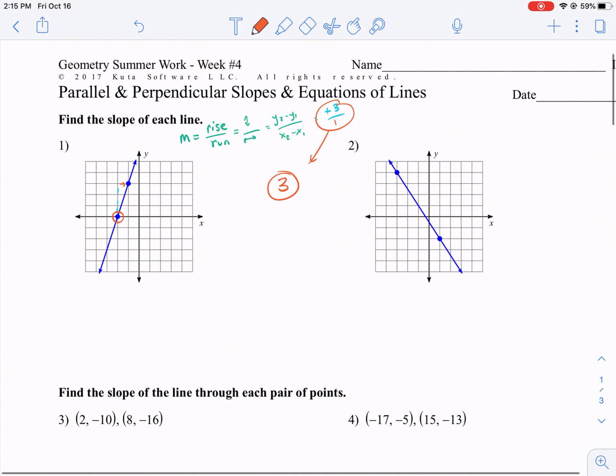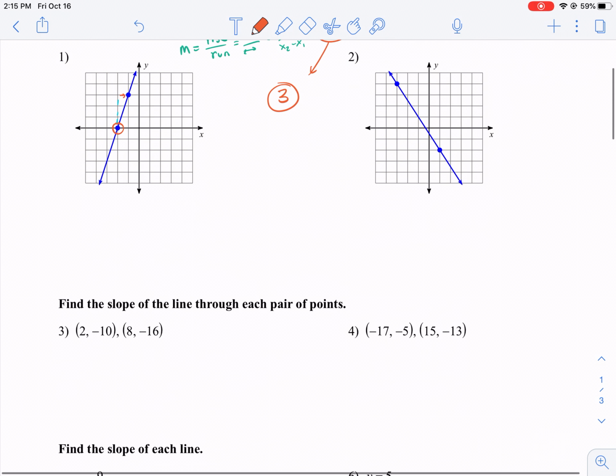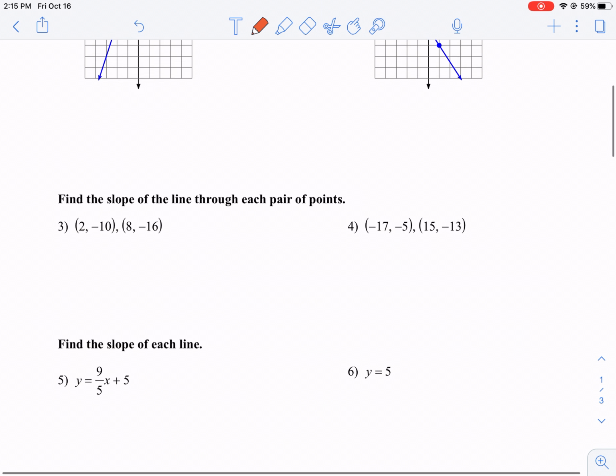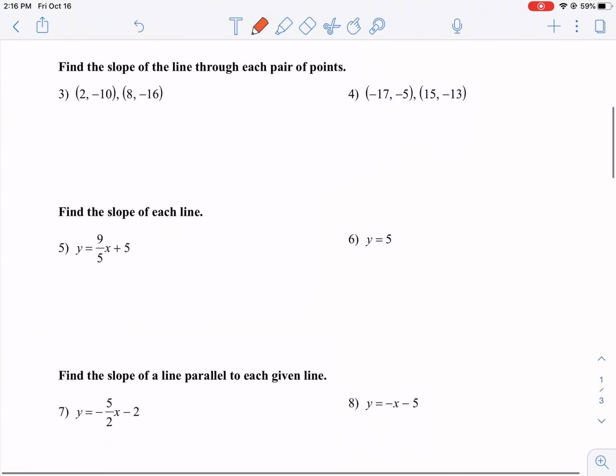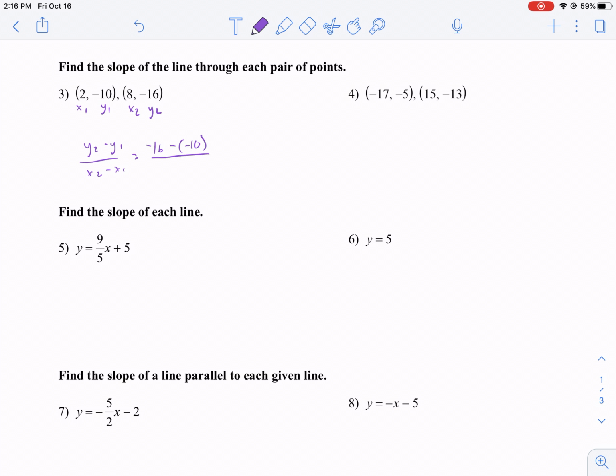So that's number 1. This tutorial really isn't about finding slope. You should already know how to do that, so I'm going to go fast through that part. If we have 2 points, we label them x1, y1, x2, y2, and we're asked to find the slope again. So we do y2 minus y1 over x2 minus x1. Here we have y2 is negative 16 minus a negative 10, so it's going to be plus 10. Just keep that in mind. And then we have 8 minus 2 in the bottom. So we have negative 16 plus 10 is negative 6 over 6. That gives us negative 1.